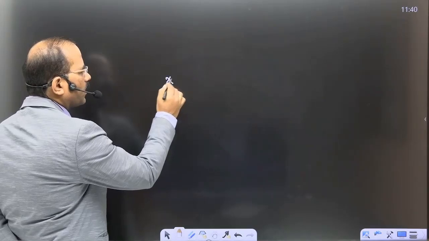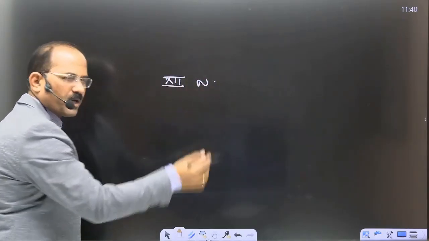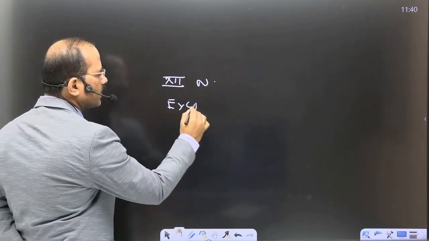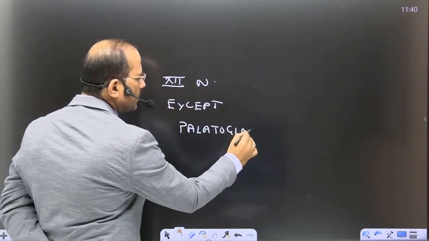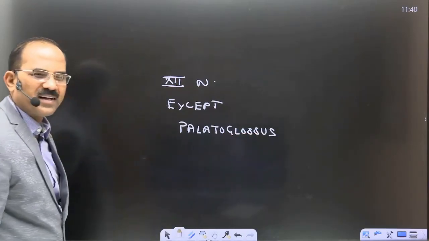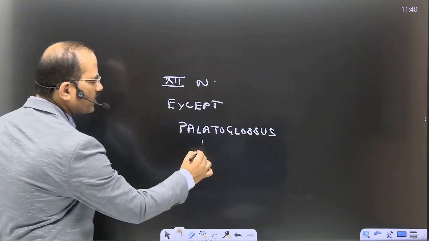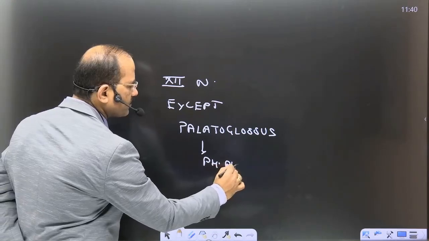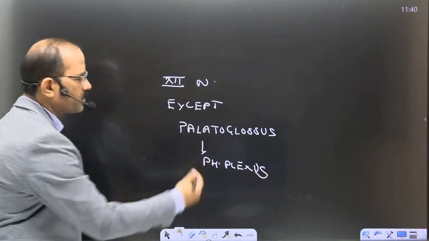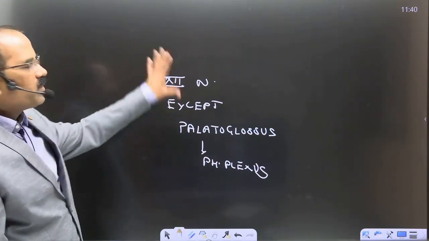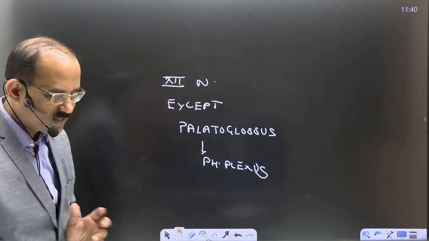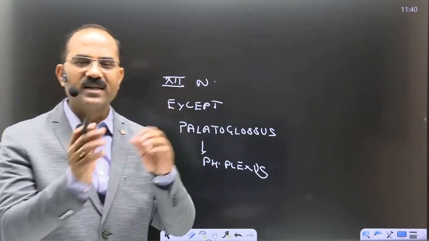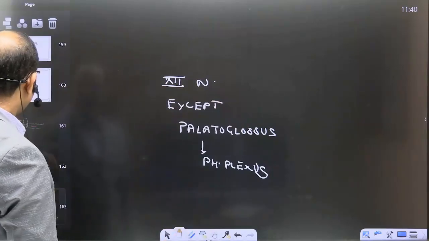Fine. So all the muscles of the tongue are supplied by the hypoglossal nerve except palatoglossus. Palatoglossus is also a muscle of the soft palate. You remember all the muscles of the soft palate were supplied by what? Pharyngeal plexus. Otherwise, all the muscles of the tongue are supplied by the hypoglossal nerve except palatoglossus, which is supplied by the pharyngeal plexus. Clear, students? Clear to all of you? So that's about the tongue.